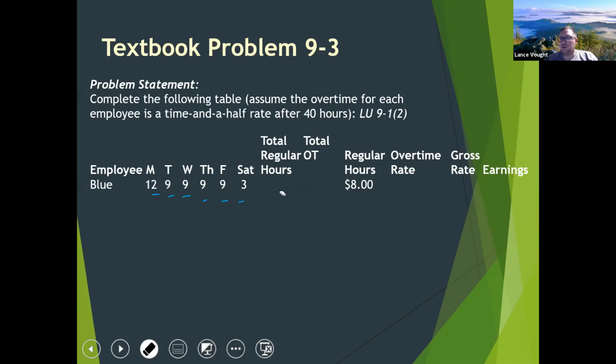So 51 is the total number of hours, but 40 go to the regular hours, and then 11 are going to go to overtime. If he works for $8 an hour, it's crazy how outdated these numbers feel.